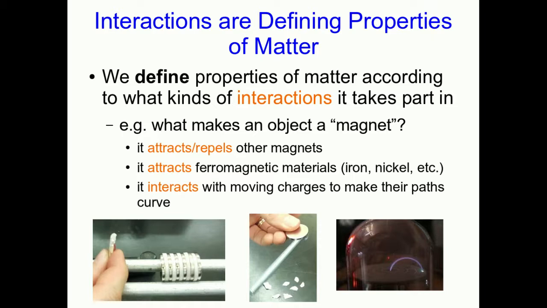But notice, all of these tests are looking at what sorts of interactions the object that you think might or might not be a magnet participates in. And so it's the participation in those interactions that defines the thing as a magnet. And this goes for all sorts of other properties of matter. If you want to know whether something is charged, you look at the electrical interactions that it participates in. If you want to know whether something has mass, and this time I really do mean mass, not inertia, you look at its gravitational interaction with things.